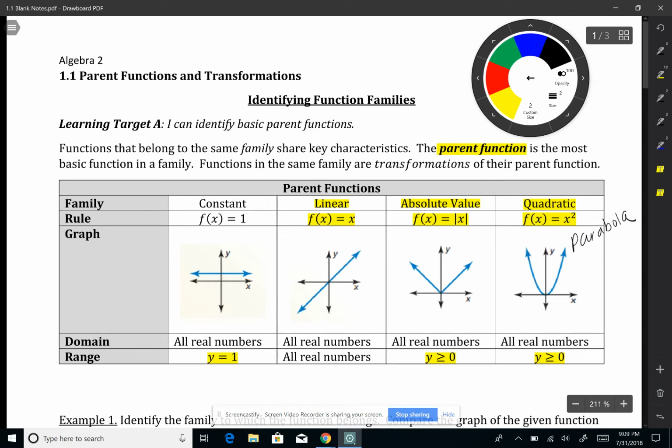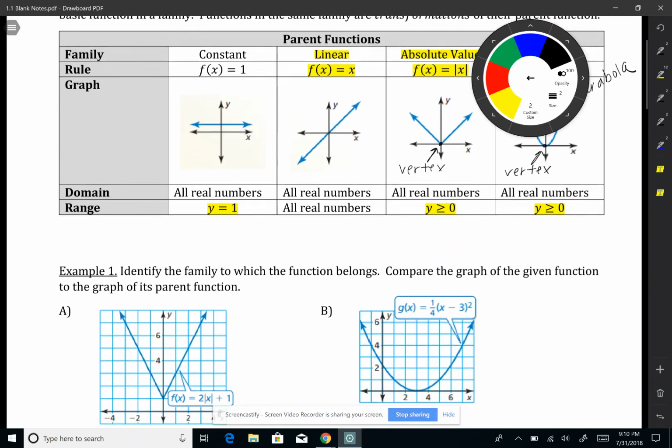One other key thing on both these graphs is the point 0, 0. On the parent function it is known as the vertex. This is important to know when we start moving them around and transforming them. All right, let's move on.